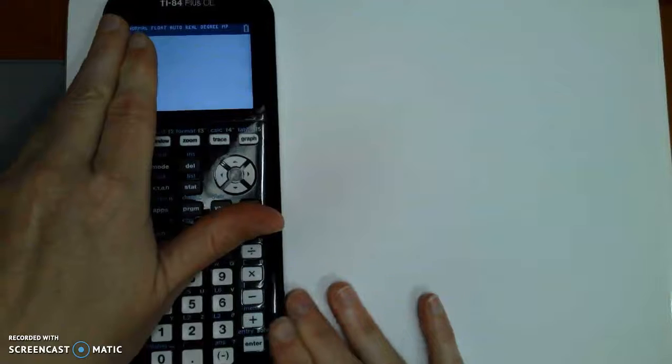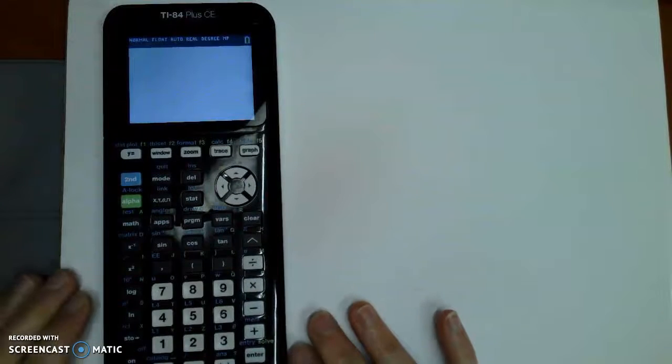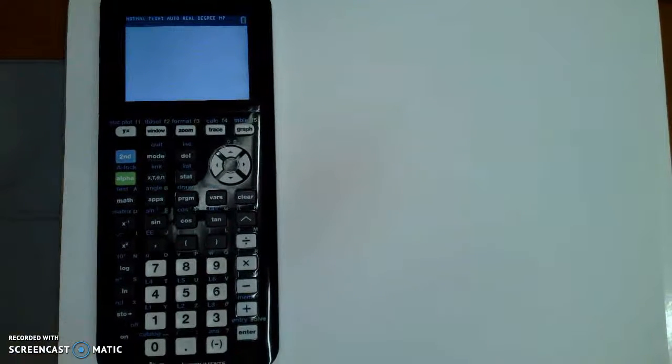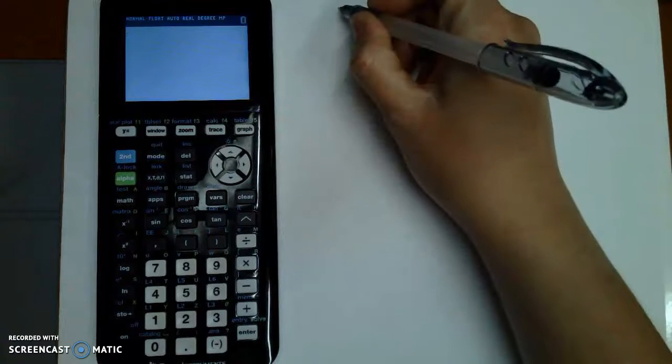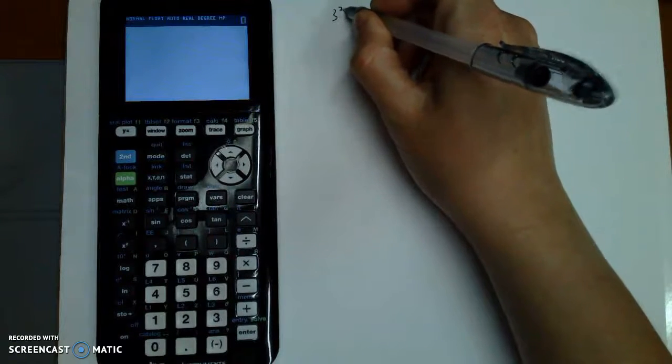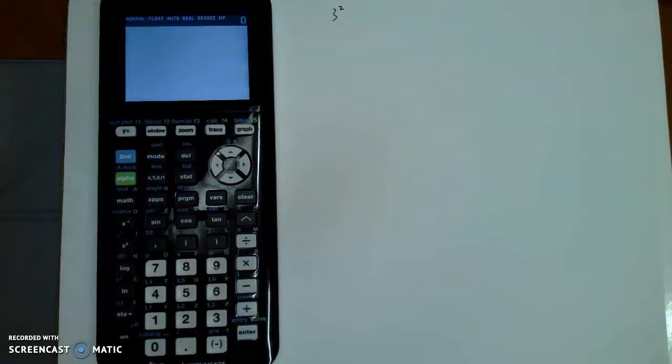We are going to be looking at how to use the TI graphing calculators, and I specifically have the TI-84 Plus CE. So let's look at how to just enter basic options. First thing I always remind my students is that parentheses matter.